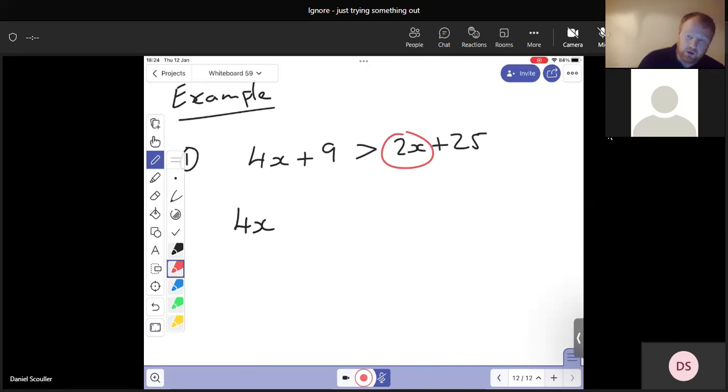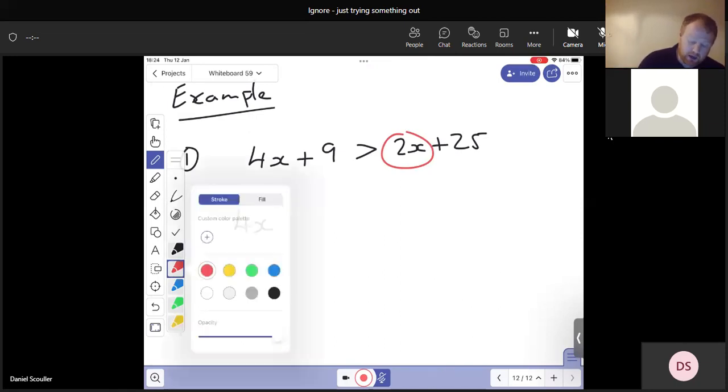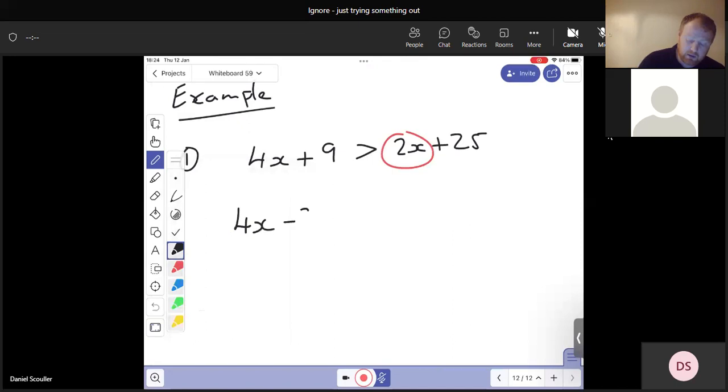So that's positive on the right-hand side, so it becomes a negative on the left-hand side. 2x now disappears from the right-hand side, and we're bringing over this plus 9. So 25 is still there. The plus 9 becomes a negative 9.